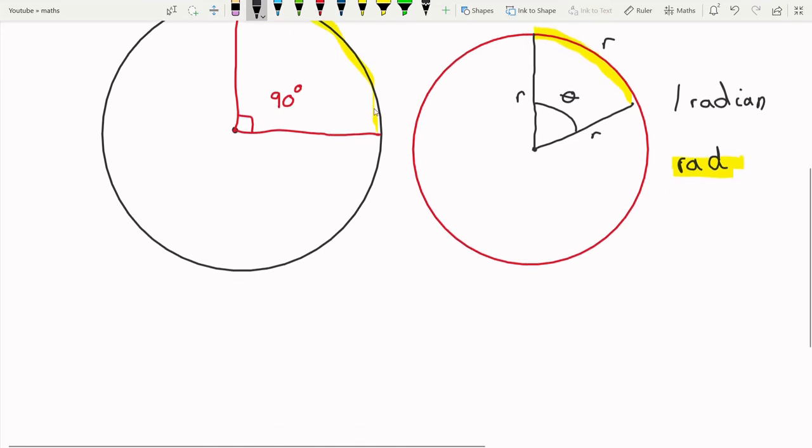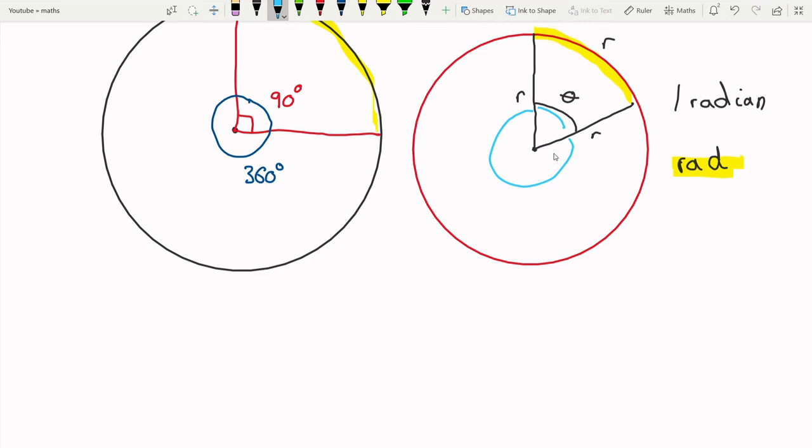So, we also know that the whole circle has got 360 degrees. So I'll draw this on here. 360 degrees. Now I'm going to tell you, this angle here, 1 radian, well there's 2 pi of them in the whole circle. 2 pi lots of them. So 2 pi rad equals that 360 degrees here. And this is how we can work out what a radian actually is.